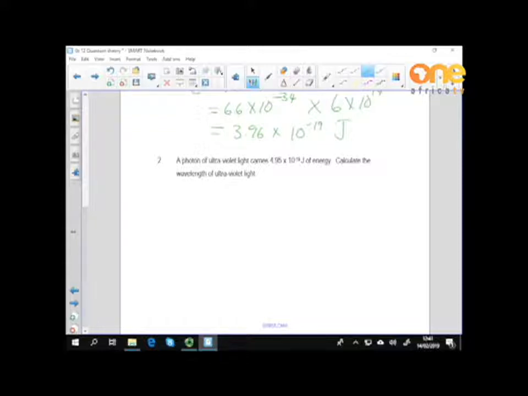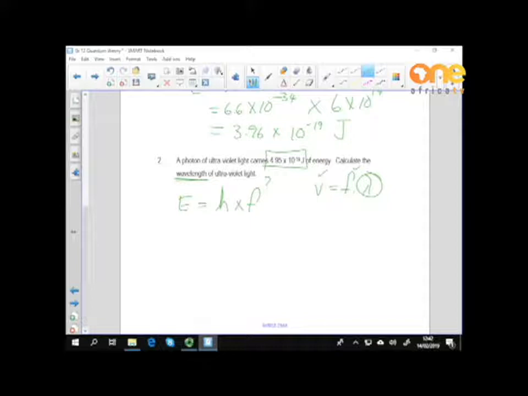Now they say a photon of ultraviolet light carries this amount of energy. Calculate the wavelength. Now we know E equals h, which is a constant, times f. So if we need the wavelength, we first have to figure out the frequency. And then from the frequency, we can go v equals f times lambda. The speed of electromagnetic radiation is 3 times 10 to the power 8. We've calculated frequency, so then we can determine wavelength.